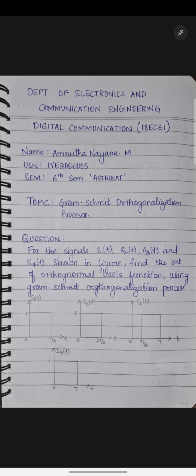Engineering. Today we are going to discuss a topic from the subject Digital Communication, and the topic is the Gram-Schmidt orthogonalization process. We are going to solve one problem on this topic. So the question is, for the signals s1(t), s2(t), s3(t) and s4(t) shown in the figure, find the set of orthonormal basis functions using the Gram-Schmidt orthogonalization process.